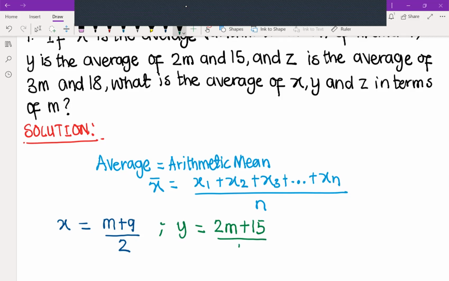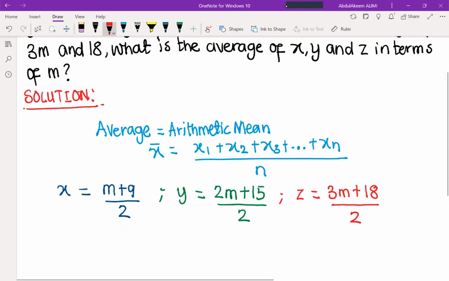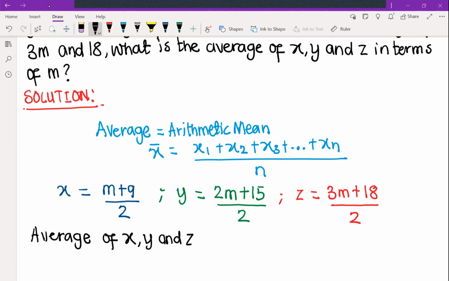So that one also is divided by 2. And the last one is z. So we have z to be the arithmetic mean of 3m and 18, everything divided by 2. So from what we have now, what is the average of x, y, and z? What will be the average of x, y, and z?